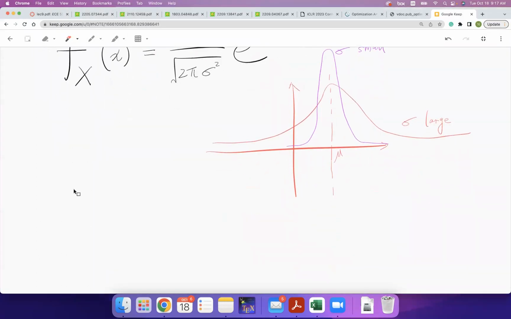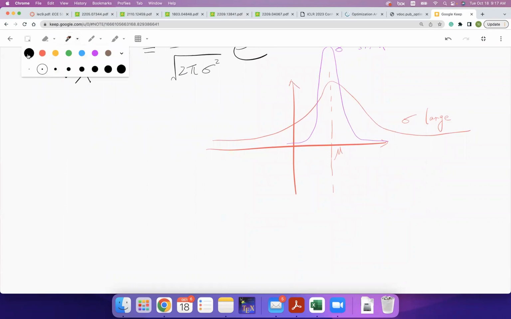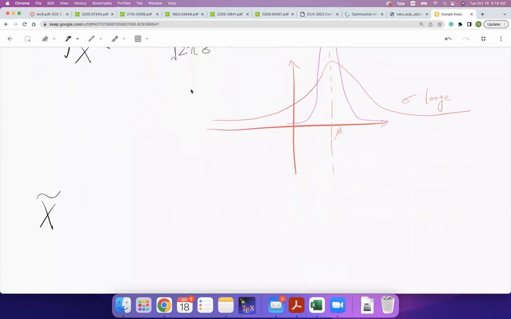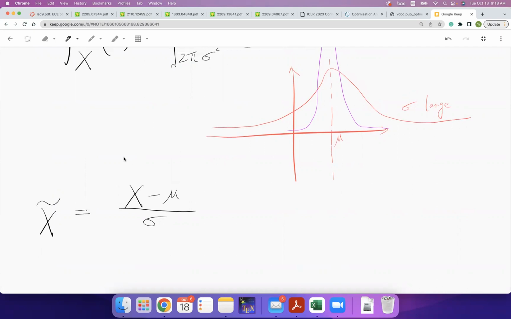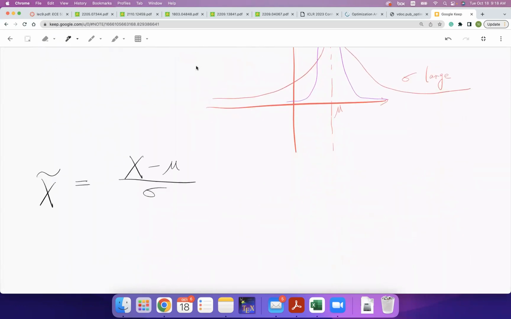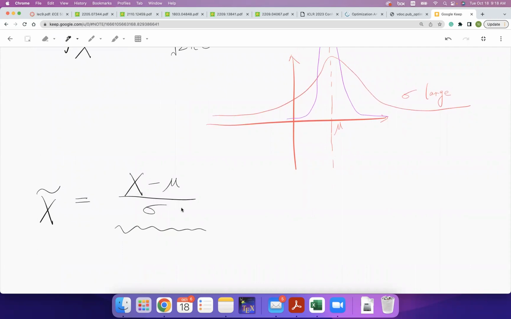For the Gaussian random variable, in many cases we consider its normalized version. If we have a general Gaussian random variable, we can define a transformation by subtracting mu and dividing by the standard deviation, sigma. So X is a Gaussian random variable that follows the distribution with mu and sigma square. This can be viewed as a transformation, a function applied to the random variable X.